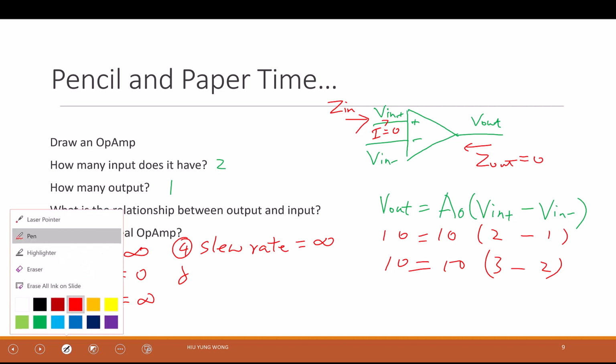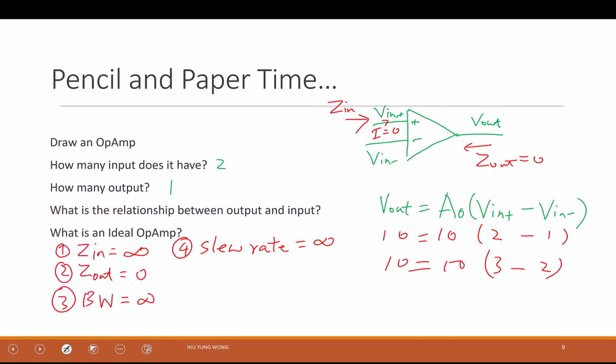Another thing that we have been assuming, but sometimes we are not aware of, is the range, the swing, or the output swing is infinity. It's saying that the V out can be any value, for example, 10 volt, 100 volt, 1000 volt, right? But in reality, it is limited by what? The supply, the VDD and VSS, right? So you need to think about this. What else do we have?